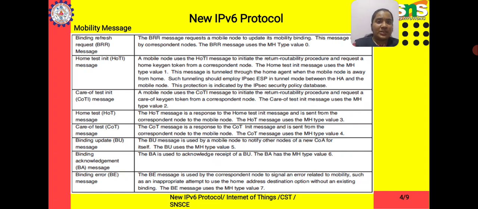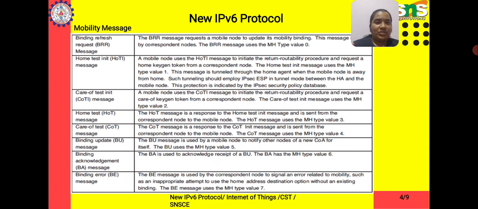Care-of test init message: a mobile node uses the CoTI message to initiate the return routability procedure and request a care-of keygen token from a corresponding node. The care-of test init message uses MH type value 2. The home test (HoT) message is a response to the home test init message and is sent from the corresponding node to the mobile node. The HoT message uses MH type value 3. The care-of test message is sent from the corresponding node to the mobile node. It has MH type value 4.